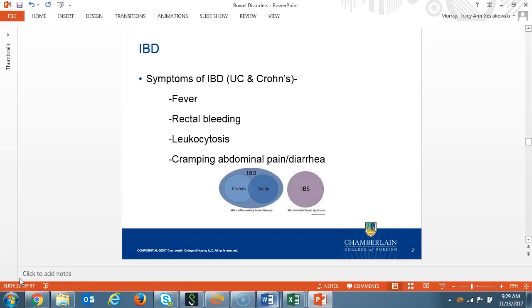Now let's move on to inflammatory bowel disease. The symptoms of IBD from the inflammation that develops in the intestine can result in bleeding, fever, elevation of the white blood cell count, as well as diarrhea and cramping, abdominal pain in both UC and CD. The abnormalities in inflammatory bowel disease can usually be visualized by cross-sectional imaging or colonoscopy.